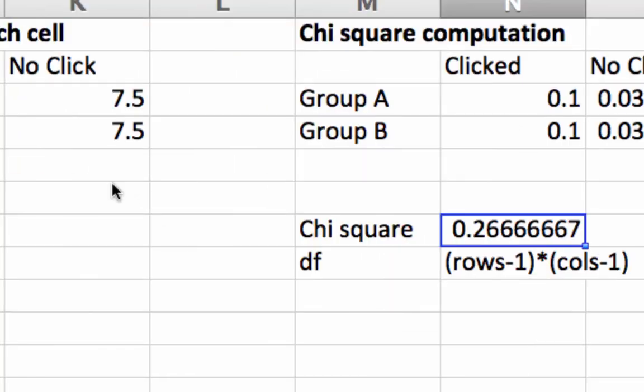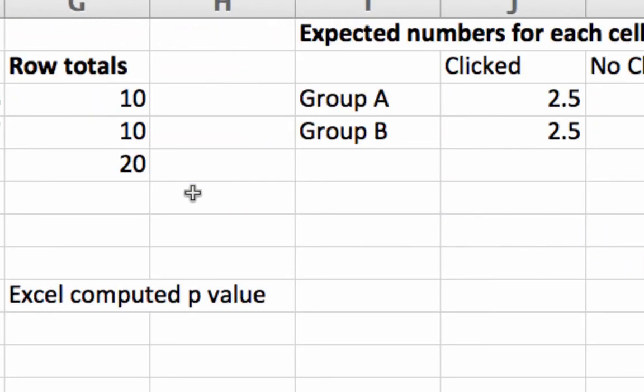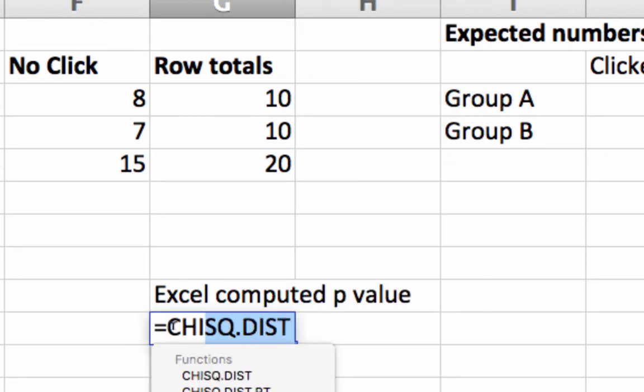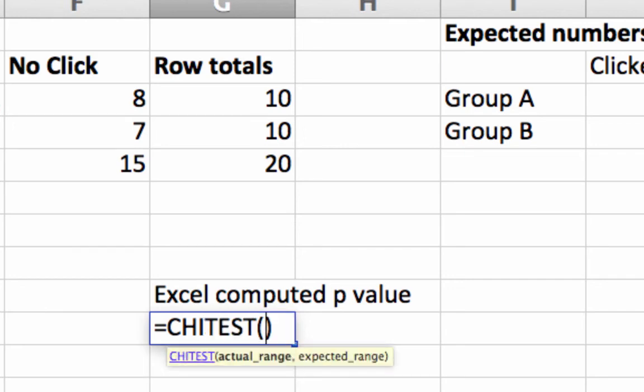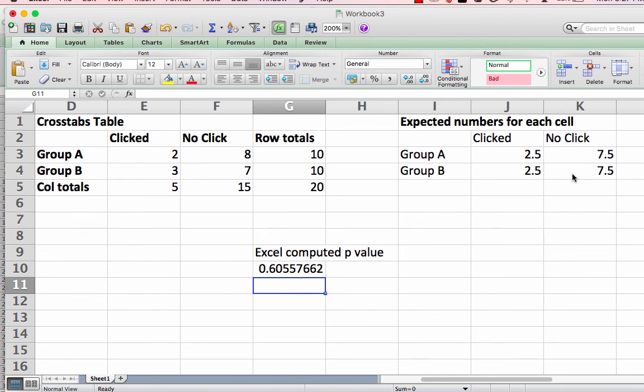If you have downloaded this file already from the course website, you'll see that Excel actually has a chi-square function on it that will give you a p-value. So we go to CHISQ.TEST, and we have an actual range. Notice that it's asking for an actual range and an expected range. So I'll put the actual range here, comma, expected range here, and it gives us a p-value of 0.6055. If we rounded to 2 decimal places, that would be 0.61.